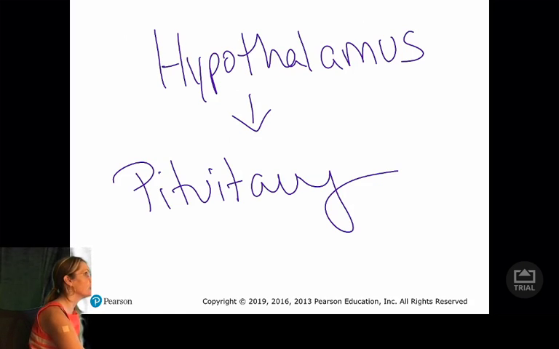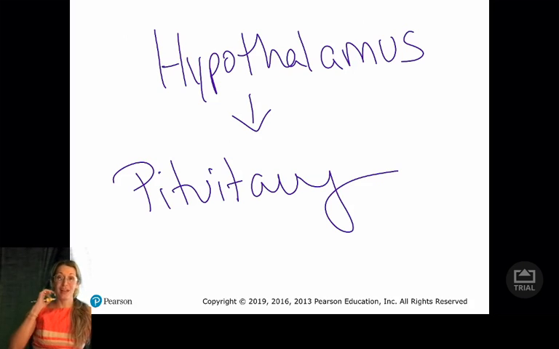Welcome back to our discussion of the endocrine system. We did an overview of the classes of our hormones. So now we're going to talk about the central axis of the endocrine system, and this is the hypothalamus and the pituitary, the relationship between the hypothalamus and the pituitary.